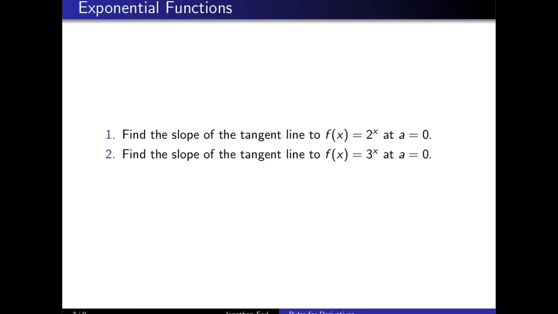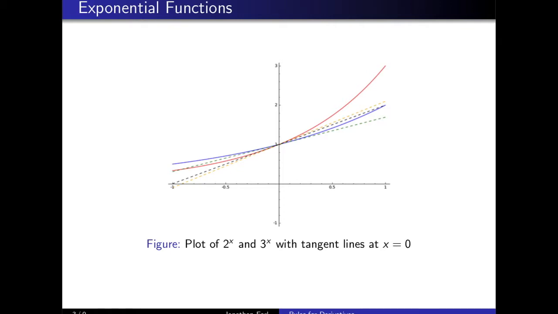Okay, so something else that we could look at are what are called exponential functions. So say, for example, we wanted to find the slope of the tangent line to 2 to the x at a equals 0, and also 3 to the x at a equals 0. Now, so far, we haven't devised any rules for dealing with exponentials, so things where we have a number raised to the power of x. And that's okay because we're not really finding it, we're just going to use this as an example to get to something else.